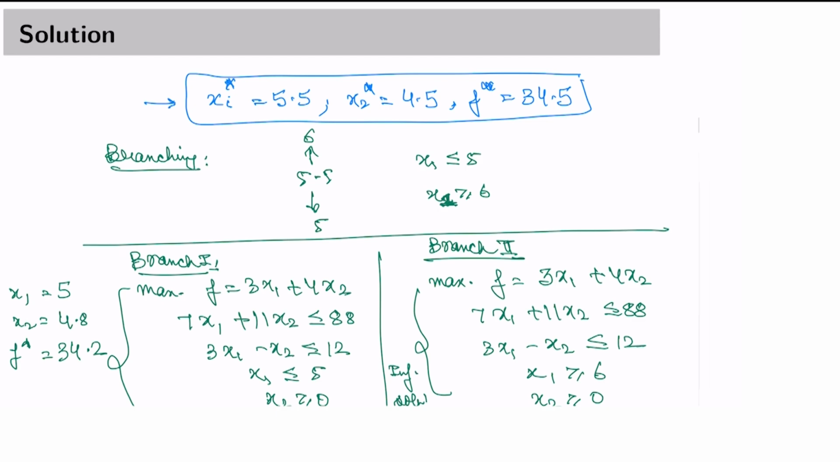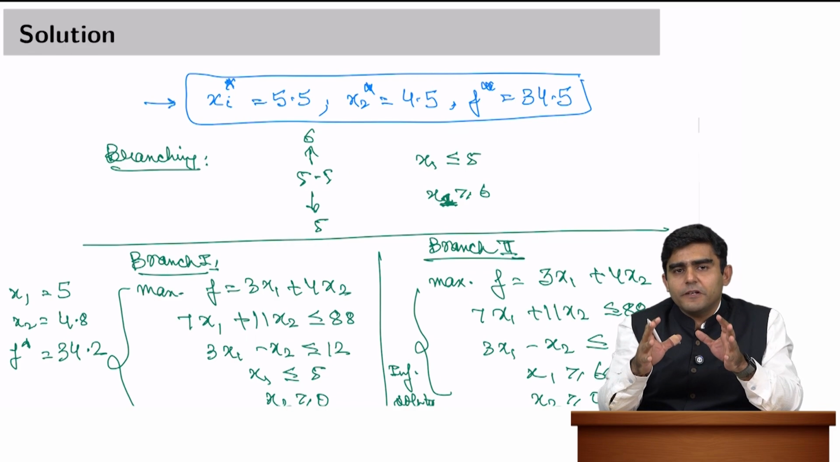No solution exists for this particular problem because satisfying this constraint and this constraint at the same time is not possible for x1 to be greater than equal to 6 and x2 to be greater than equal to 0. So what we have done here is that we have pruned this particular branch. We have cut off branch 2 and we will start with branch 1. Now you see that this is going to be the lower bound on f star, 34.2 and x1 equal to 5. Think about the polytope that we have been talking about.